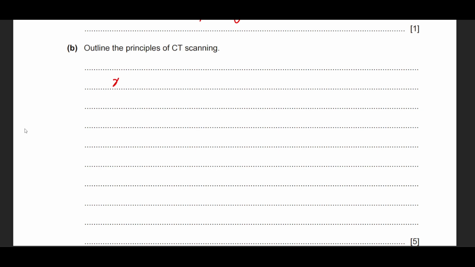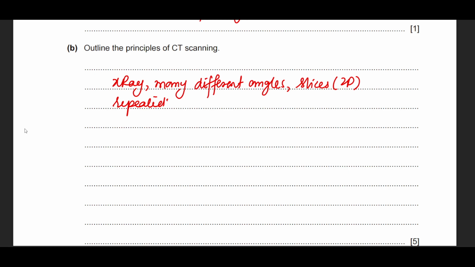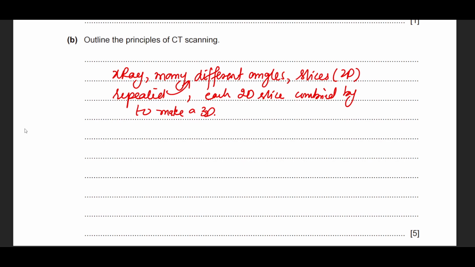सो ये सबसे पहले तो बात करेंगे कि ये भी एक्सरे ही है, but taken from many different angles to obtain the image of different slices which are in 2D. ठीक है, and this will be repeated of course for many different angles, right? So each 2D slice is combined by the computer to make a 3D image of that human body or that body that you're testing.